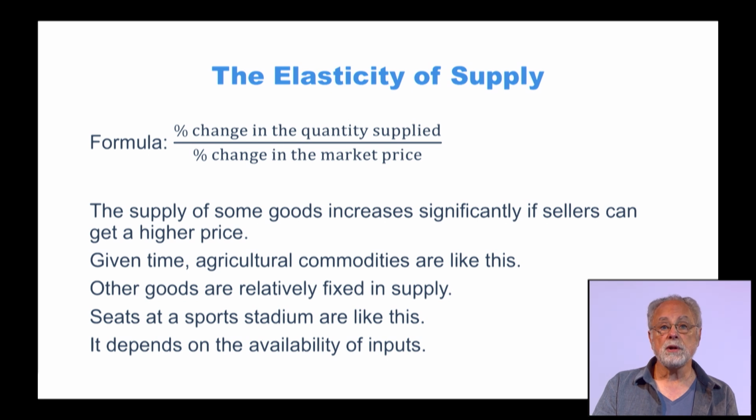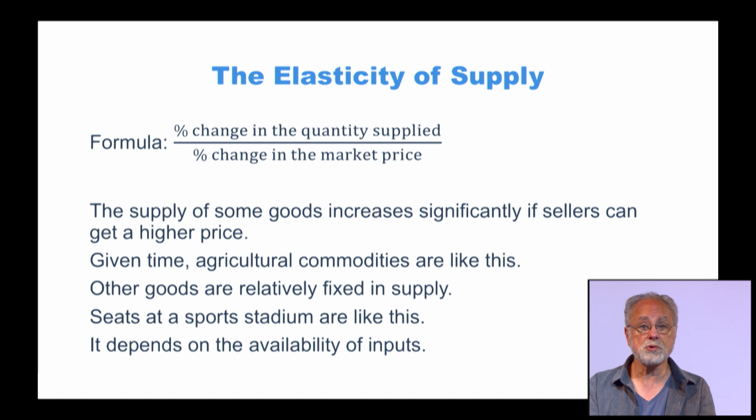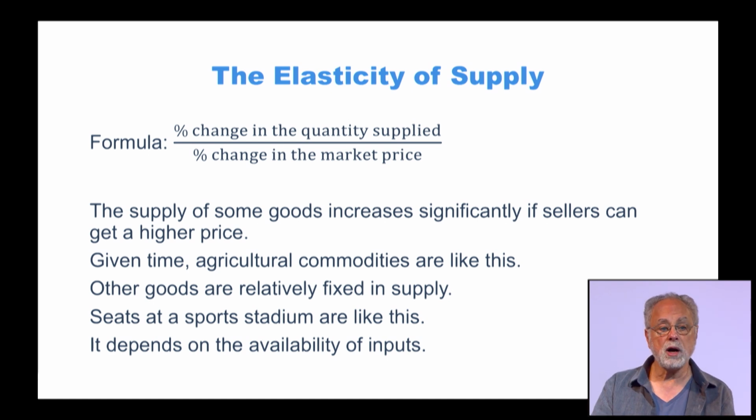In general, the elasticity of supply depends on the availability of inputs. So as long as land for growing agricultural commodities is relatively abundant, you would expect to see a very elastic supply of those things. On the other hand, the supply of seats to a stadium, which is what allows you to sell tickets, is pretty fixed in the short to medium run, and so that's going to be inelastic.